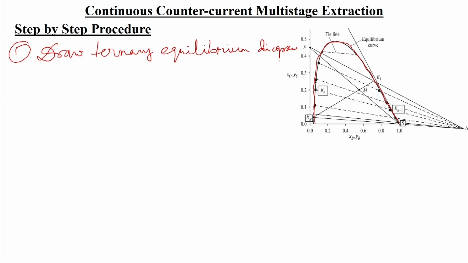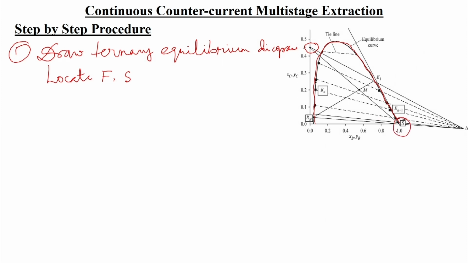Okay. Then we need to locate the feed point as well as the solvent point. For the feed point, the composition is already given, how much solute is there. Suppose in this case around 45% solute is present in the feed. So, xC will be 0.45, whereas xB will be 0. Okay. So, this is the feed point.